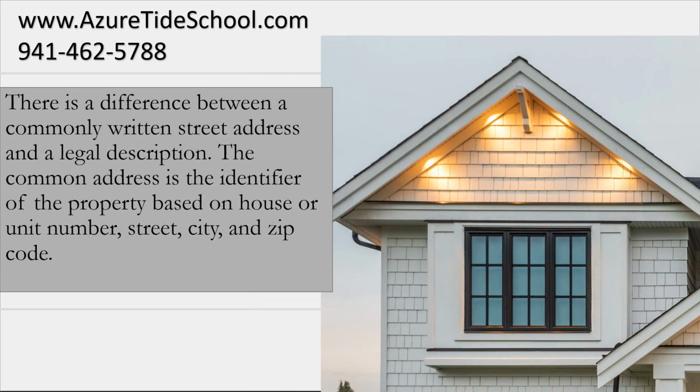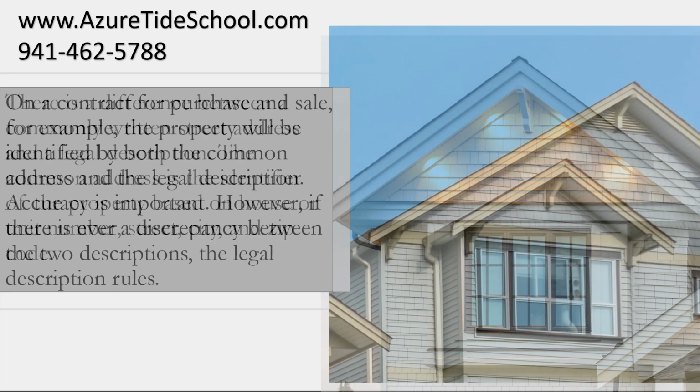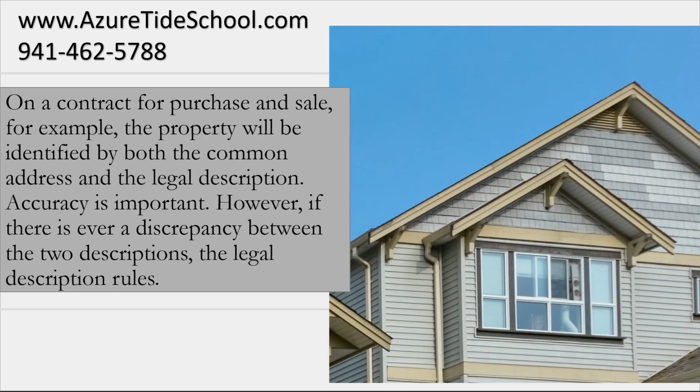There is a difference between a commonly written street address and a legal description. The common address is the identifier of the property based on the house or unit number, the street, the city, and zip code. On a contract for purchase and sale, for example, the property will be identified by both the common address and also the legal description. Accuracy is important. However, if there is ever a discrepancy between the two descriptions, the legal description rules.